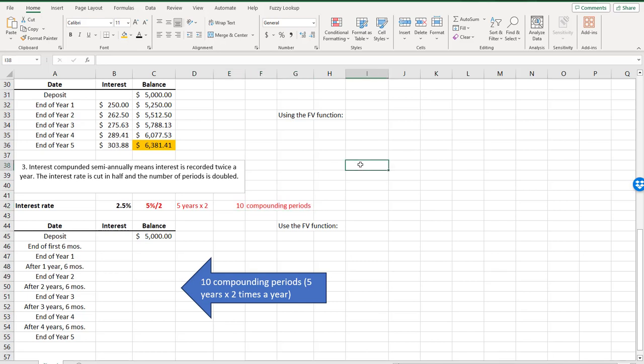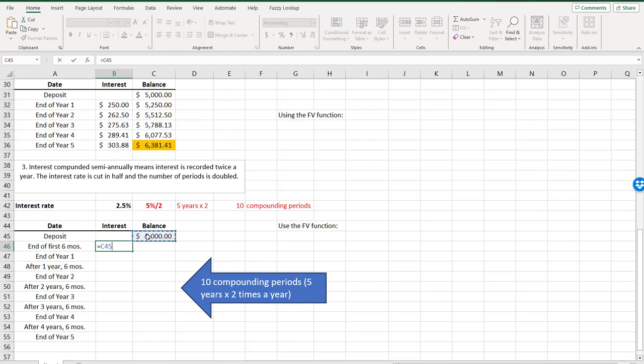So one mistake that students sometimes make is they adjust one but not the other. So make sure that if you're dividing your interest rate, you multiply your number of periods. Okay? So now let's think about this for a minute. Do you think they're going to earn more interest or less interest if they compound twice a year? Hopefully you said more interest, because more compounding means more interest on more interest, and it's going to be a little bit greater than it was before.